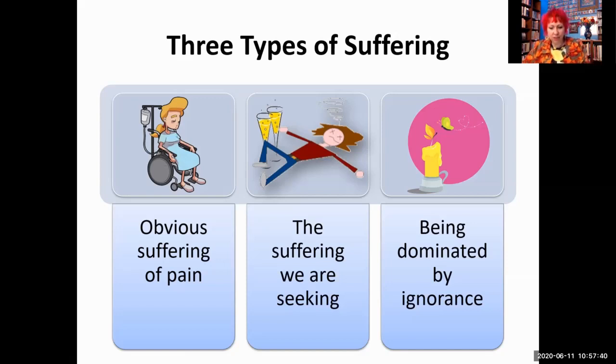So let's have a look. I've got this great quote from Lama Zopa Rinpoche, and why I've put this picture of being dominated by ignorance as a moth to the flame. So Lama Zopa Rinpoche says, we just kind of think about this quote for a moment.